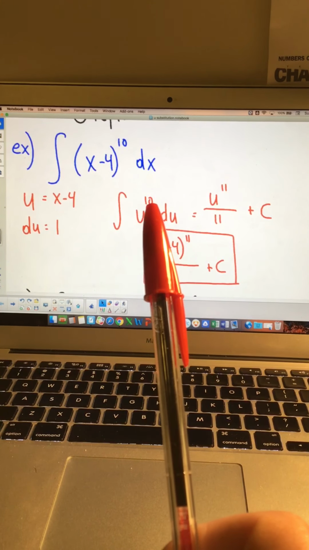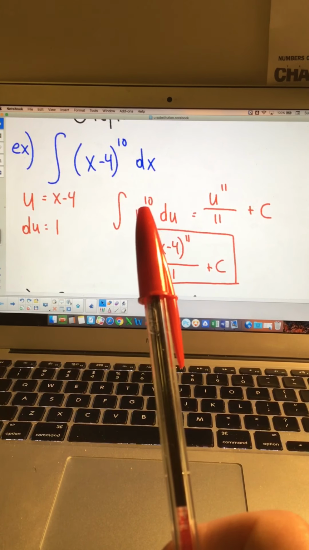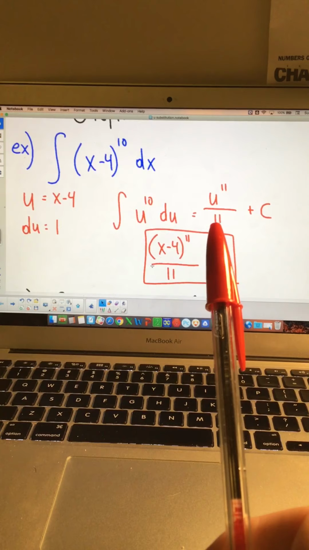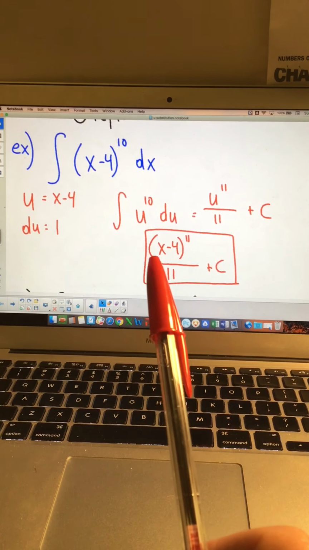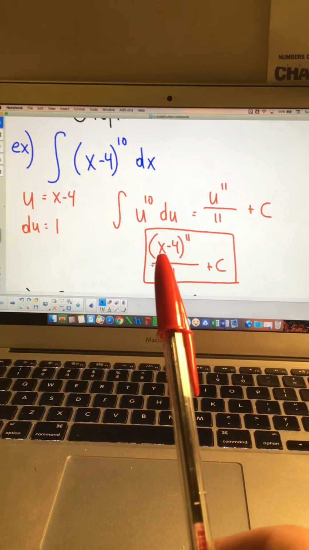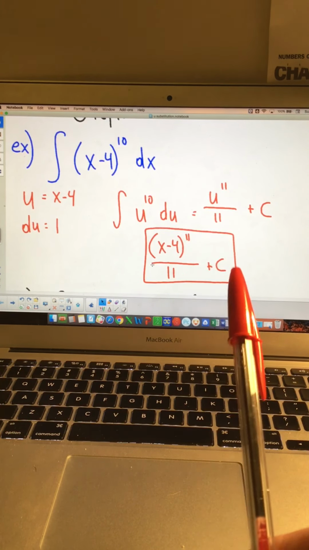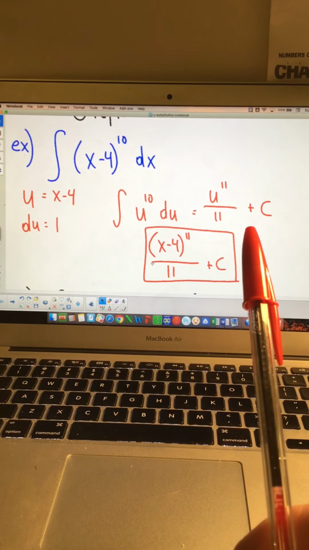Now this we can integrate. Power rule. Add 1, put it over the new. Becomes u to the 11th over 11. And then in the final part, put u back into the problem. We get x minus 4 to the 11th over 11. Don't forget Carlos. We need him.